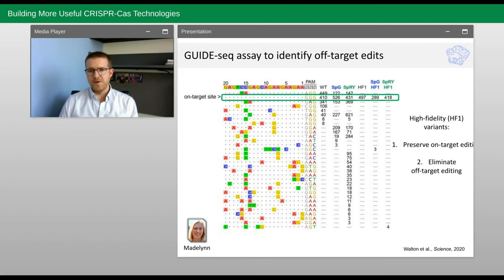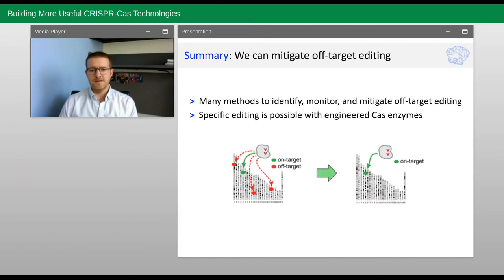So two important things to note here: at least by plasmid delivery into cells, these high-fidelity variants preserve on-target editing, but importantly, they also eliminate off-target editing that results from this expanded targeting range. Hopefully these slides make it really clear that we now have methods to identify and monitor off-targets like GUIDE-seq, but also methods to mitigate off-target editing like these high-fidelity variants that have become more important in these relaxed PAM variants that can spend more time searching more of the genome.